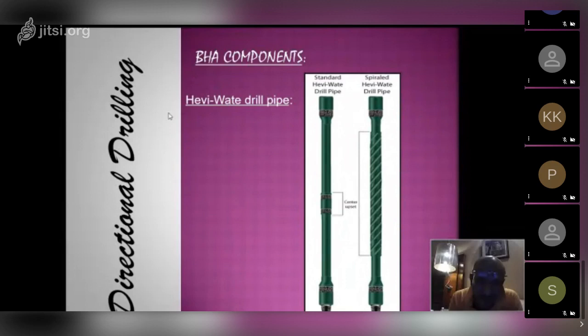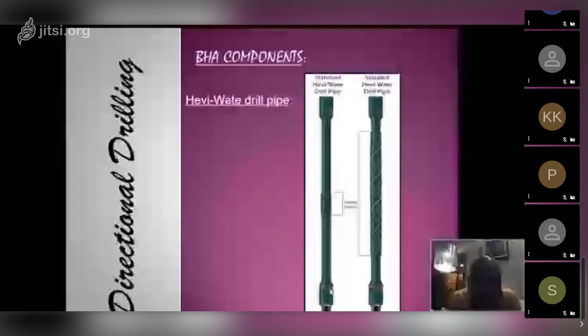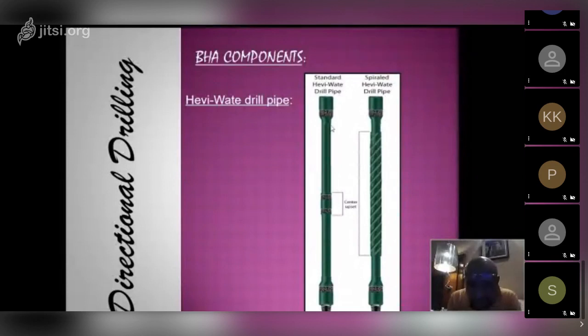What is heavyweight drill pipe? Its outer diameter is similar to the drill pipe, but the tool joints are longer than the drill pipe. So now why we need this heavyweight drill pipe? It's because these pipes are heavier than drill pipes. Now why we need heavier? Because down in the BHA, we need to have some weight.